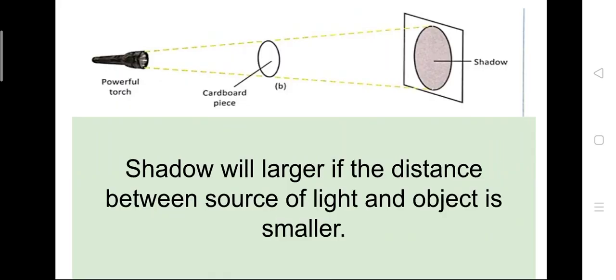And in the next set, we are showing when the source of light and the object, the cardboard here, the relative distance between them is less, then the shadow will be larger. The shadow will be larger if the distance between source of light and object is smaller.